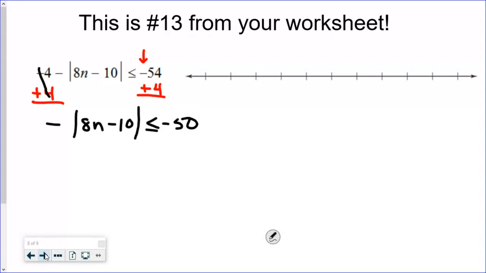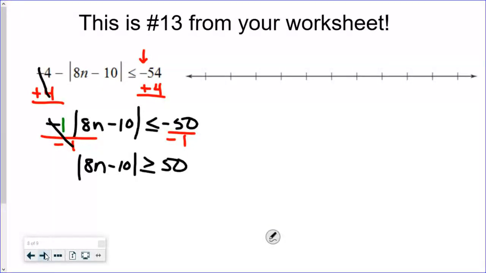Okay, now remember, this means it's a negative 1. Okay, what does that mean? That means divide both sides by negative 1. Remember, we can't distribute that. And we get absolute value of 8n minus 10. Because I divided by a negative, I flip the sign, and I get a 50.